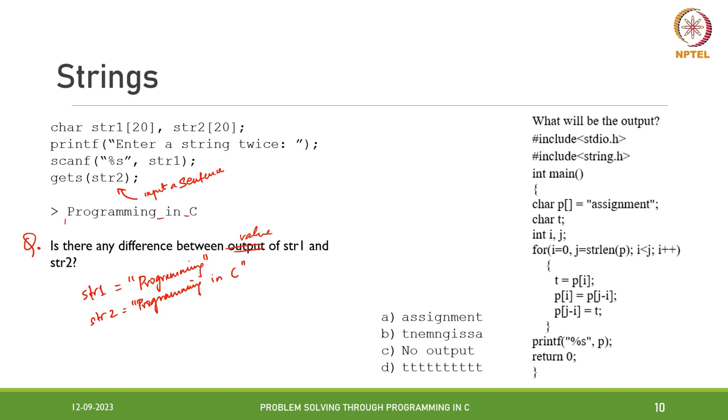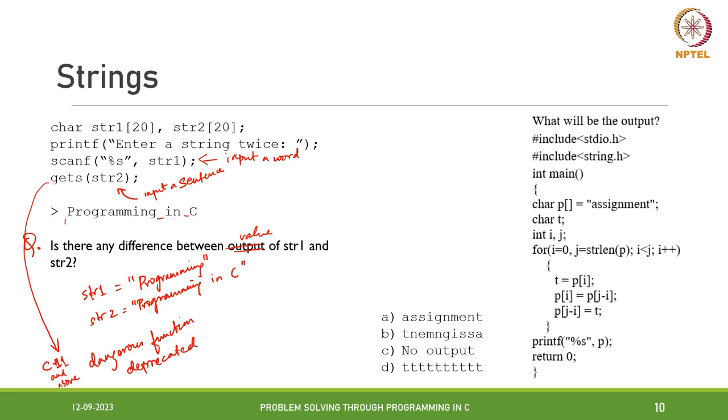If you use scanf, only the first word will be taken as input. So this is only used for inputting a word. But if you want to input a sentence, then you have to use gets. Now, if you run any program with gets in C11 and above, it will show that it's a dangerous function, and it will show deprecated.